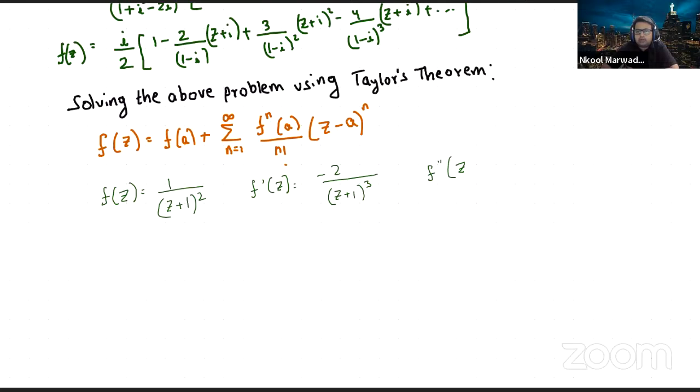Similarly, we can get the f double dash z. It will be minus 6 upon (z plus 1) to the power of 4. Okay, it will become plus 6 here, because minus 3 is there. Plus 6 it will be. So plus 6 upon (z plus 1) to the power of 4. Using this and the formula, now we can substitute it.